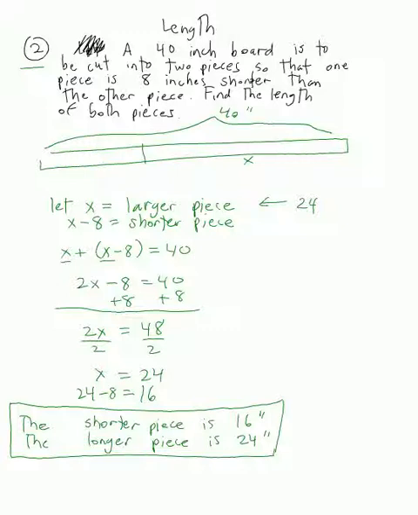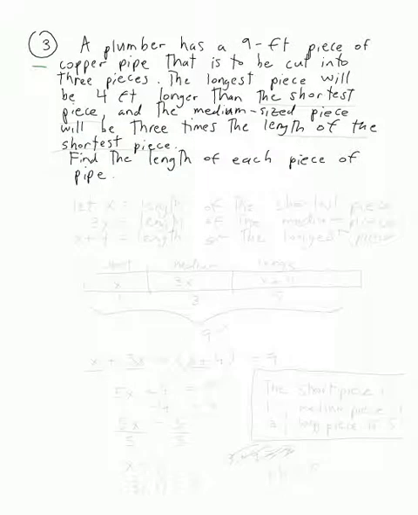Okay, I want to do one more that is similar to this problem. This is going to be a length problem also, number 3. Similar except trickier because we're going to have more than 2 unknowns. We're actually going to have 3 unknowns. The method, though, you'll see is exactly the same. So let's see. It says a plumber has a 9-foot piece of copper pipe that is to be cut into 3 pieces. The longest piece will be 4 feet longer than the shortest piece, and the medium-sized piece will be 3 times the length of the shortest piece. Find the length of each piece of pipe.